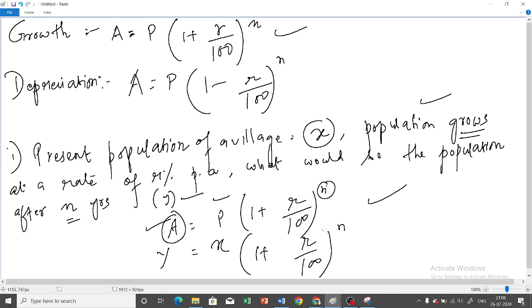So in place of A we are going to put y, and in place of P we are going to put x. Understood? Shritama, Ritama, Ishika? Yes, sir. Ishika, any doubt? No, sir.